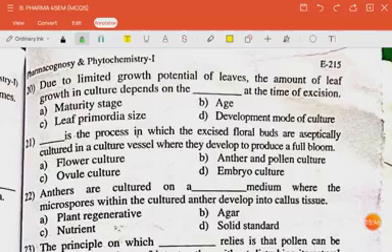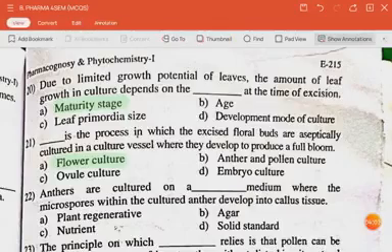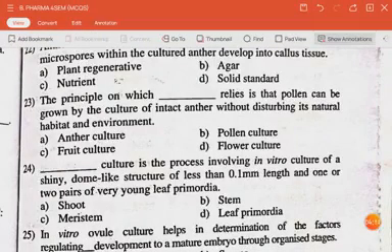Question is, due to limited growth potential of leaves, the amount of leaf growth in culture depends on the Dash at the time of excision. Maturity stage. The next question is, Dash is the process in which the excised floral buds are aseptically cultured in a culture vessel where they develop to produce a full bloom. Flower culture. The next question is, anthers are cultured on a Dash medium where the microspores within the cultured anther develop into the callus tissue.